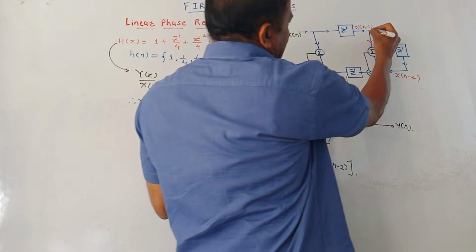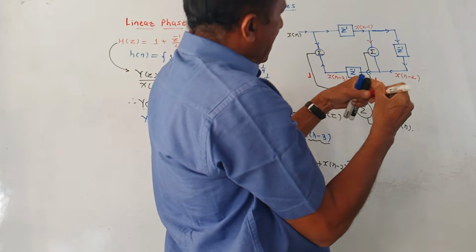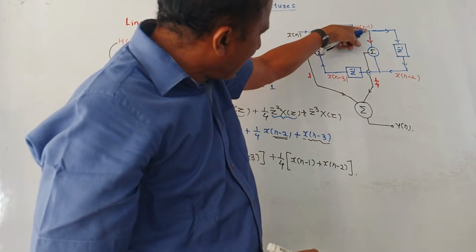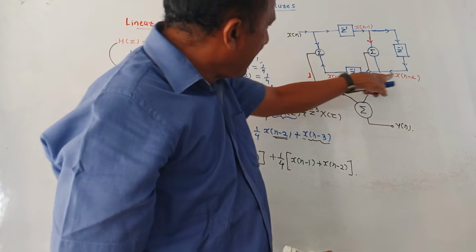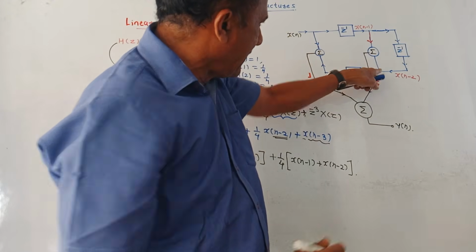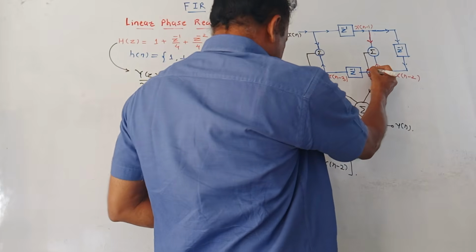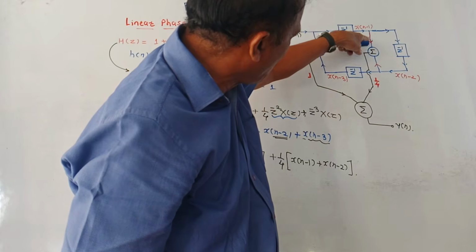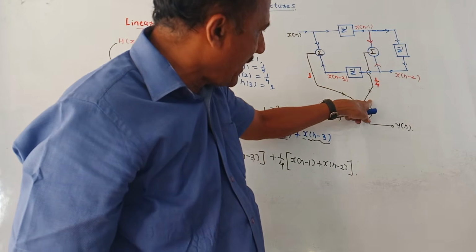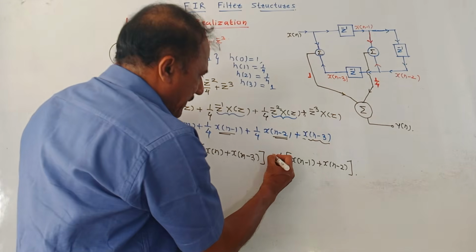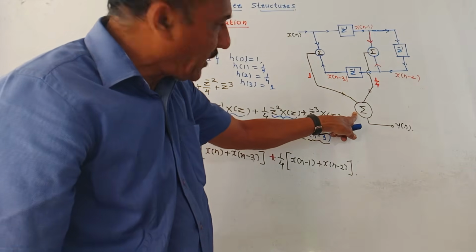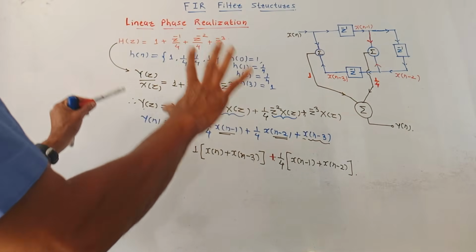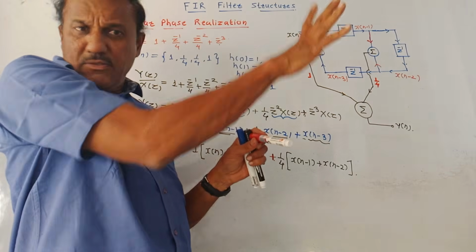Look at this diagram. At this point I have x of n minus 1. This signal passes in the forward direction like this, as well as it is coming in the downward direction. So it is x of n minus 1 applied to this adder. Then this is x of n minus 2. It is again applied in the upward direction as well as in this direction. So here it goes to this summer. It is x of n minus 2 plus x of n minus 1 multiplied with 1 by 4. This plus sign indicates again we need to use one summer or adder, and final output is y of n. This is the linear phase realization of the given equation.